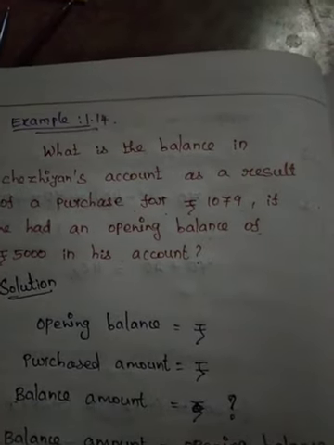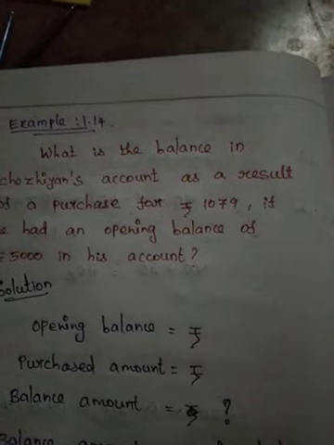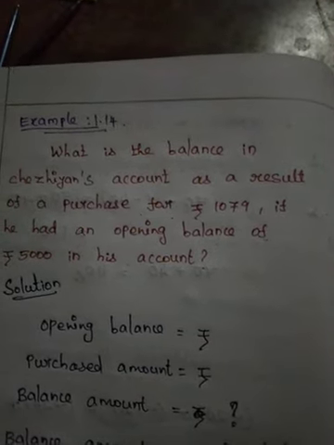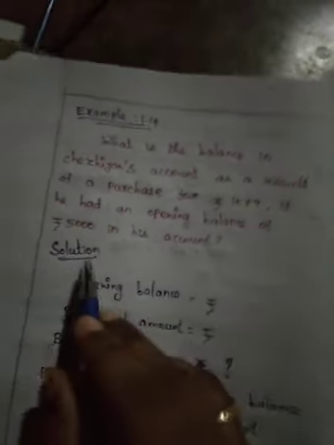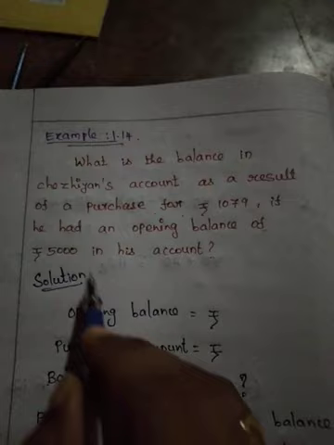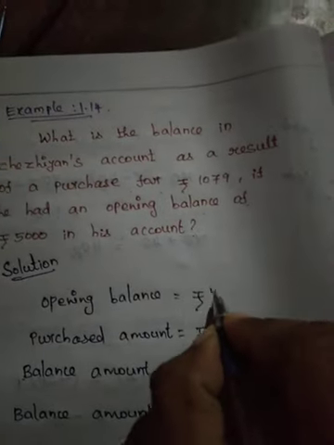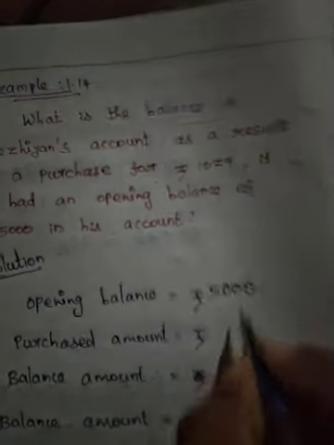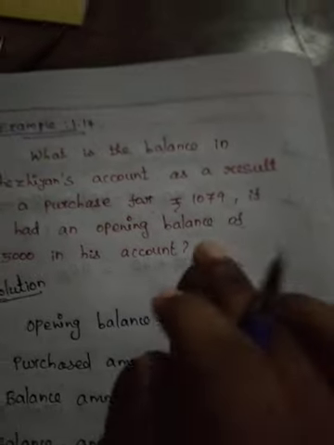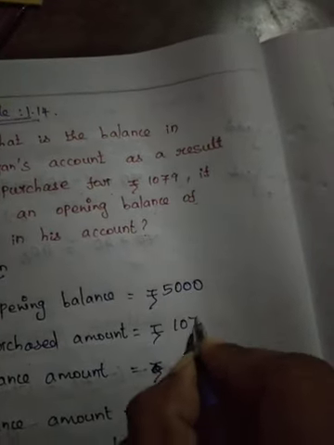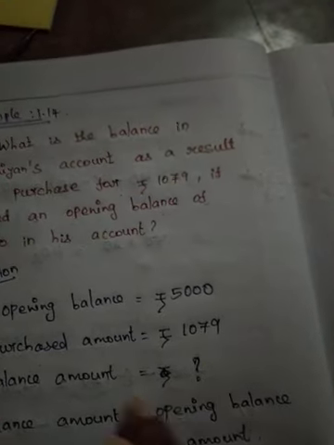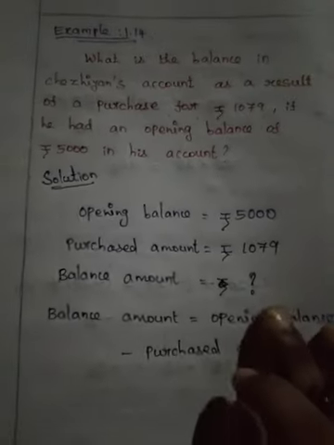So what do we have to find out? We have to find out the balance amount in Cheyenne's account. Okay. Shall we do this problem? See, solution: opening balance. Opening balance is how much? Rupees 5000. Purchasing amount, something he is purchasing, that amount is rupees 1079. We can find out the balance amount.